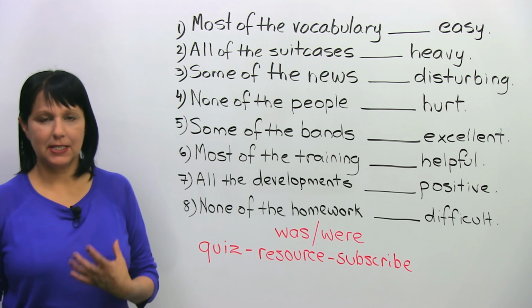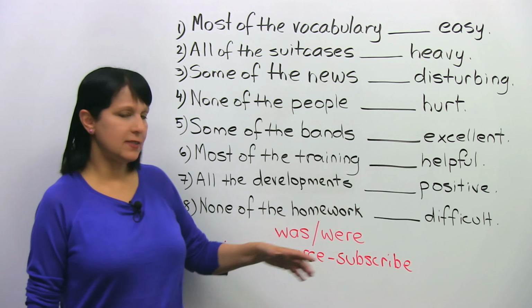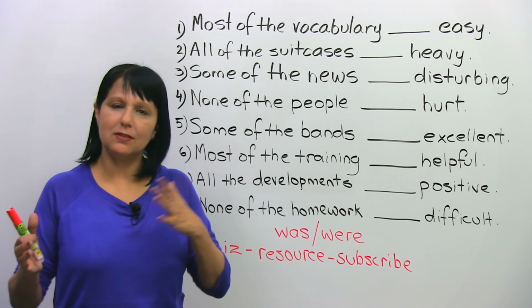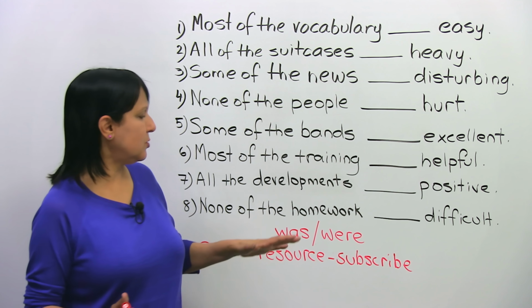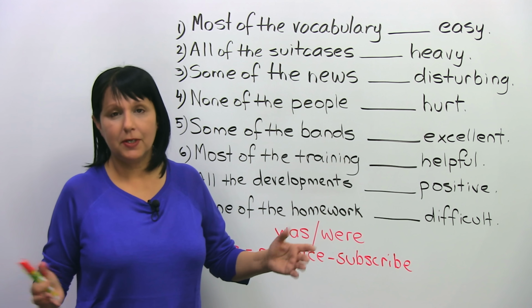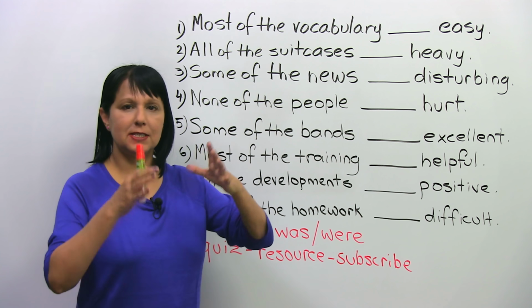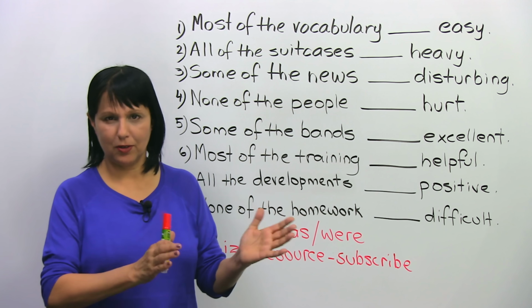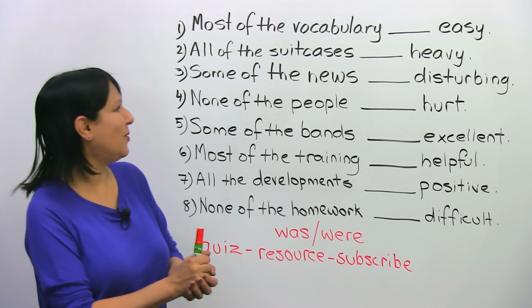Was, of course, is the singular, and were is the plural. It's the verb to be, but of course it's in the past, just to change things a little bit. Because we don't only have to use the verb to be, we can use any verb. I'm just using this one to make it simpler for you to see the difference between the singular and the plural. Okay? So let's give it a go.